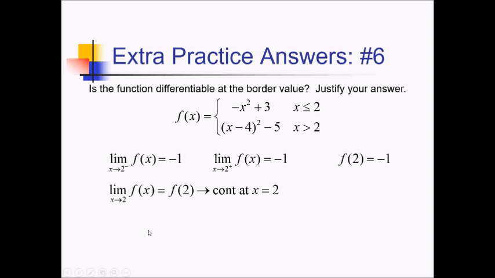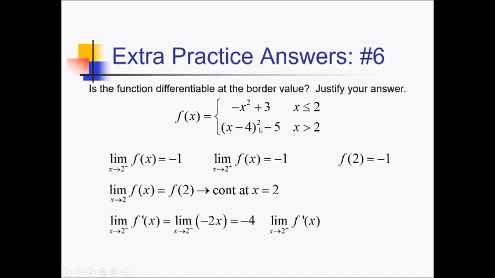Let me take the left side limit of f prime. So to do that, I need to take the derivative of this first rule. That's negative 2x. And then if I plug positive 2 into this, that'll be negative 4. Now for the right side limit of f prime. So that's going to be, let's see here, using this second rule.